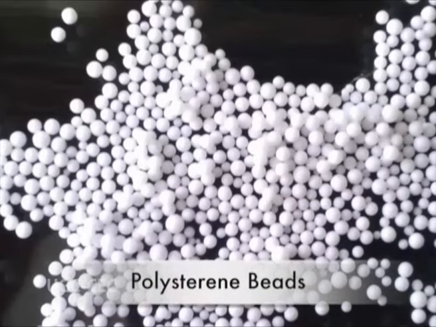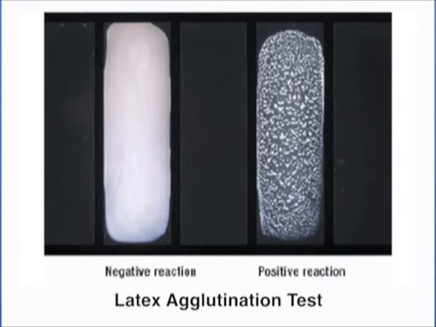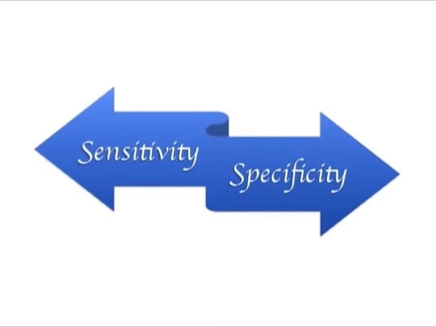Precipitation reactions can be converted to agglutination reactions to increase the sensitivity. This conversion is done by increasing the size of the antigen molecule. The antigen molecules can be bound to inert substances like polystyrene. Numerous antigens can be coated on a single latex bead. Sensitivity and specificity are inversely proportional to each other.